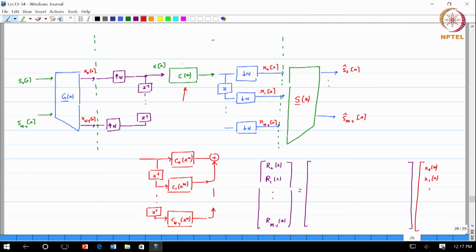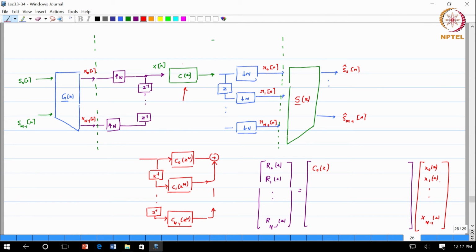x1 of z all the way to x, is it m minus 1 or n minus 1? It is n minus 1, I am sorry. So, this should be n minus 1, and here we will have x(n minus 1) of z. Okay. Between x0 and r0, the transfer function turns out to be C0 of z. Why is it not C0 of z power n? Because the downsampler moved and you had the Noble identities.